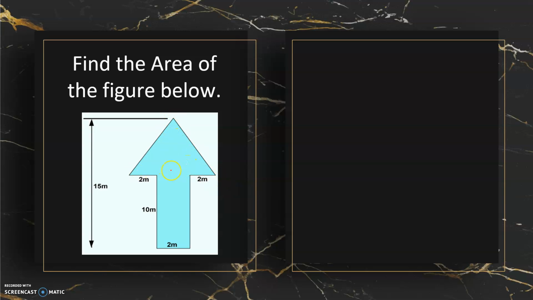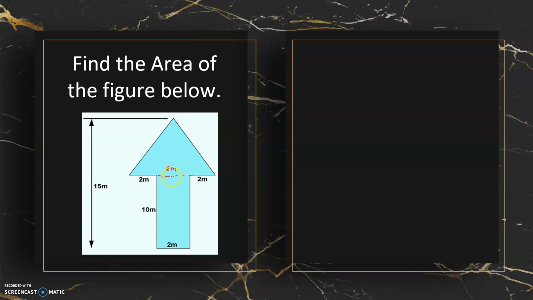So we have here a triangle and a rectangle. In a rectangle, we know that opposite sides are equal. So if this is 2 meters, it follows that this one is also 2 meters. Therefore, the base of this triangle measures 2 meters plus 2 meters plus 2 meters. That is equal to 6 meters.